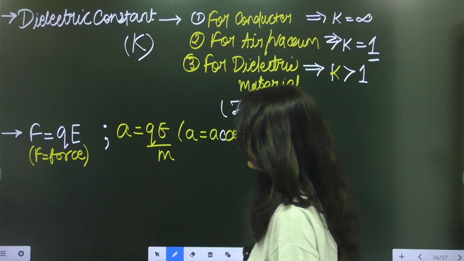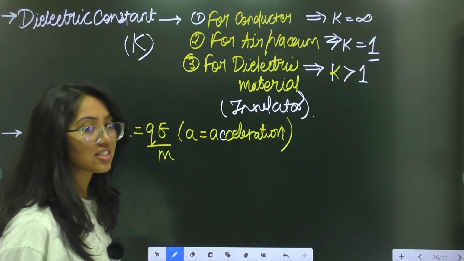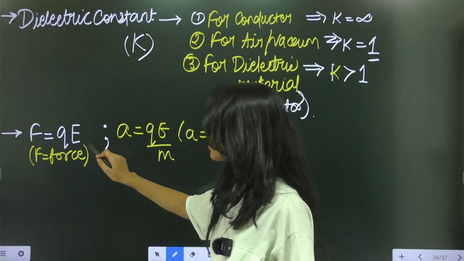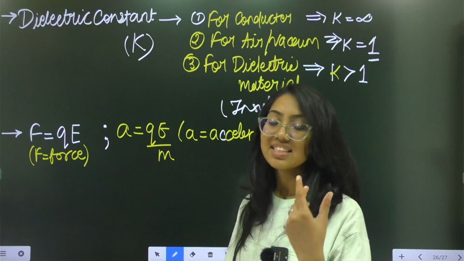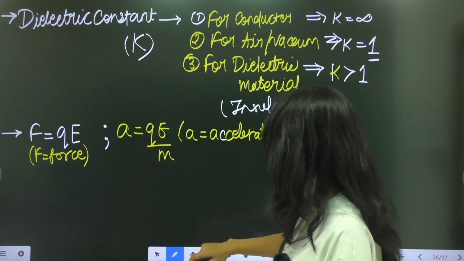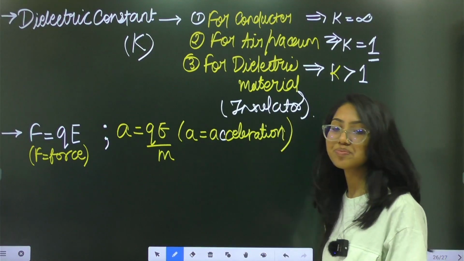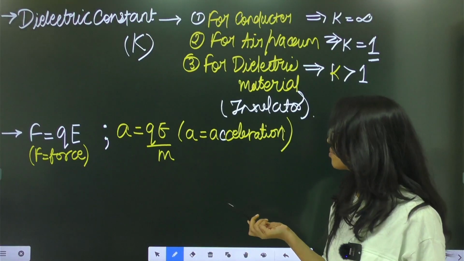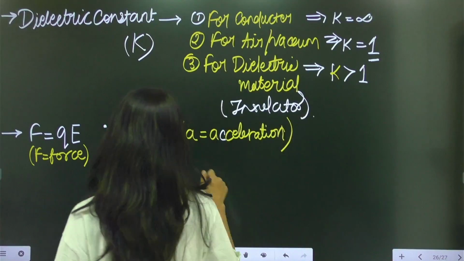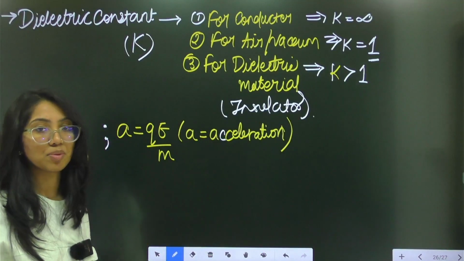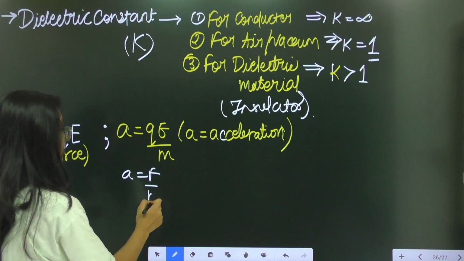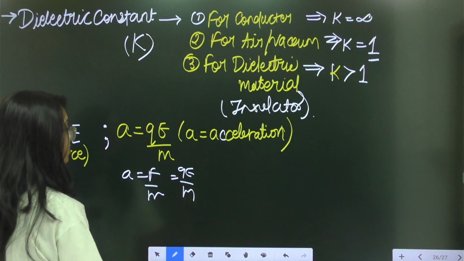Now force: we just studied kq1q2 divided by r squared, but there is another formula, QE, where E is the electric field. We'll study it later, but just remember it for now. And a equals QE by m, where E is again the electric field. Here a is acceleration: a equals F by m, so a equals QE by m.